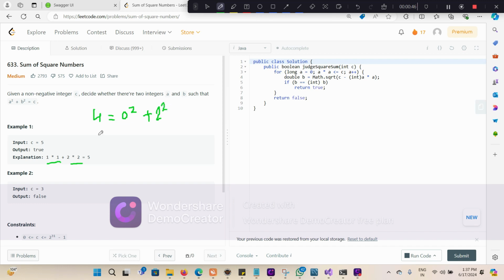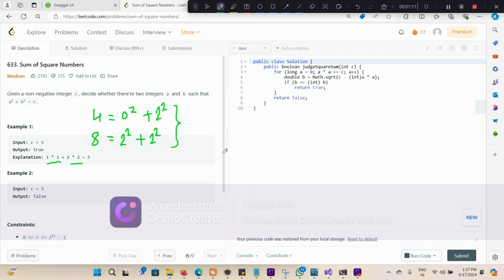Suppose we have 8. For 8 also we can do 2 square plus 2 square. So even the same number can be repeated, but we have to make sure the squares of both of them make that number. So this is what we have to do, and this is a pretty straightforward question.